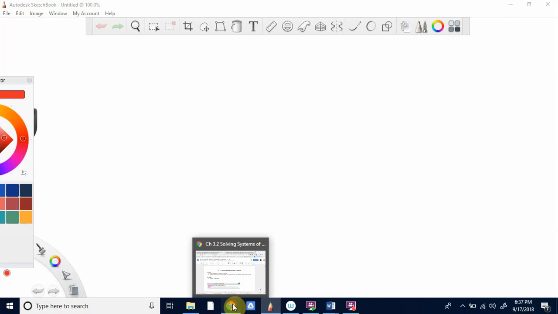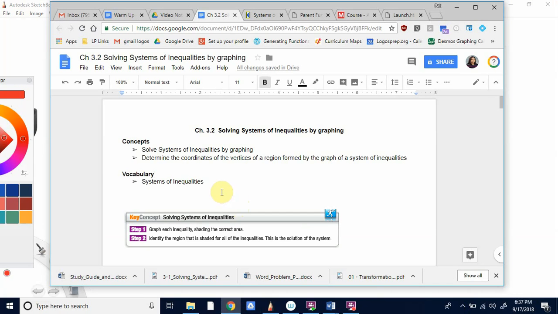Hello there, this is video 3.2, solving systems of inequalities by graphing. So our concepts are, we're going to solve systems of inequalities by graphing, and we're going to determine coordinates of vertices of a region formed by the graph of a system of inequalities. So let's look at what our vocabulary words are. We have system of inequalities as one vocabulary word.